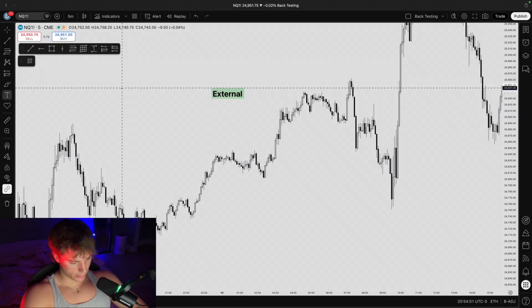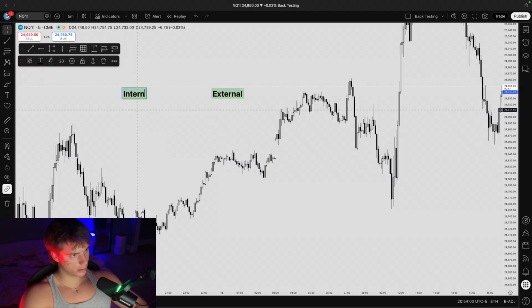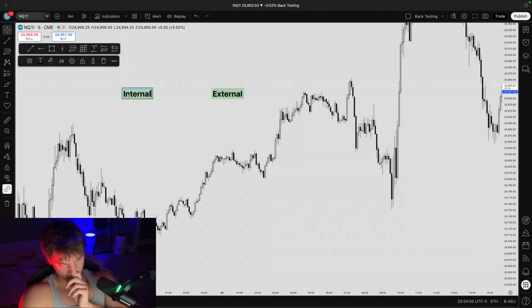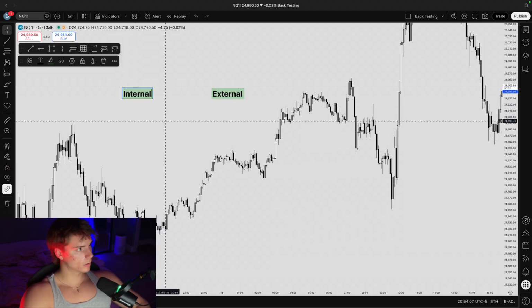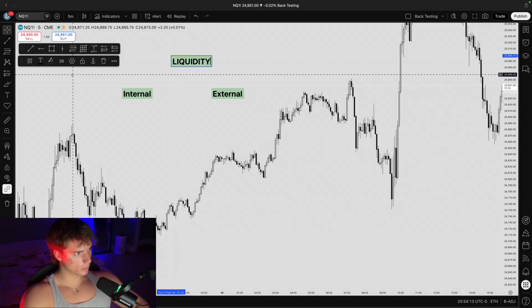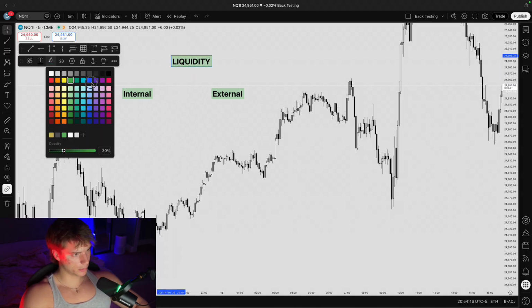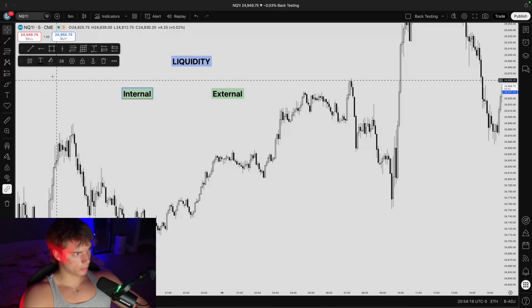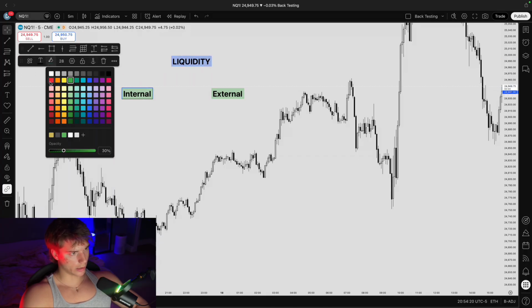And then we have internal. Internal. There we go. And then we'll just put a big liquidity. There we go. Yeah, I like blue. We'll make this one a different color. We'll make it red. Okay.